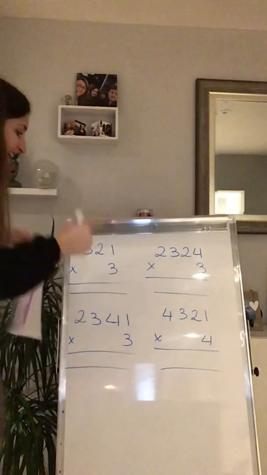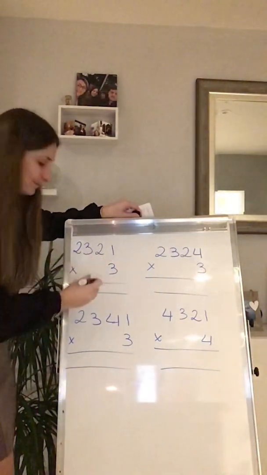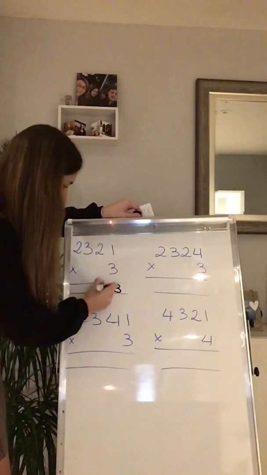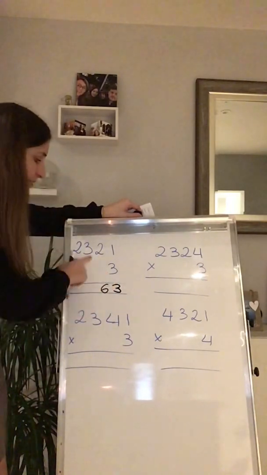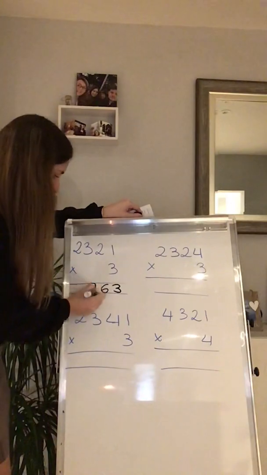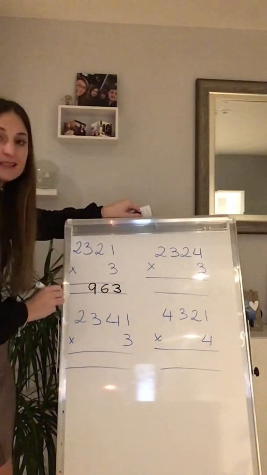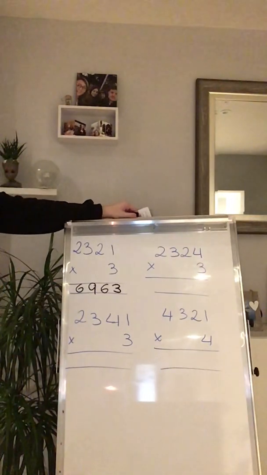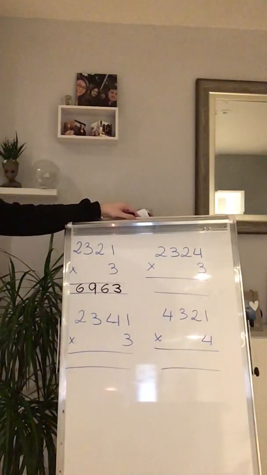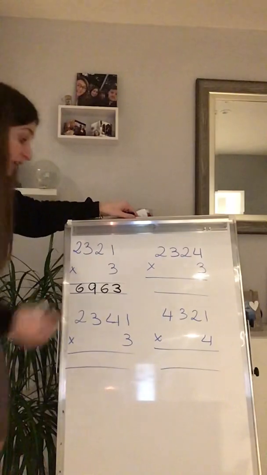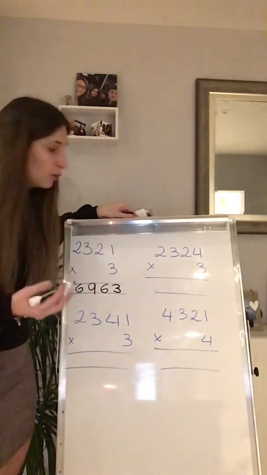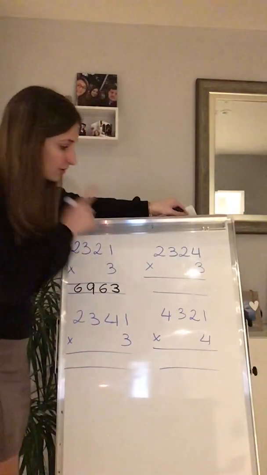Okay? 3 times 1 is 3. 3 times 2 is 6. 3 times 3 is 9. And 3 times 2 is 6. So your answer is 6,963. Really easy. I didn't have any other tens to regroup. Let's go with this one.